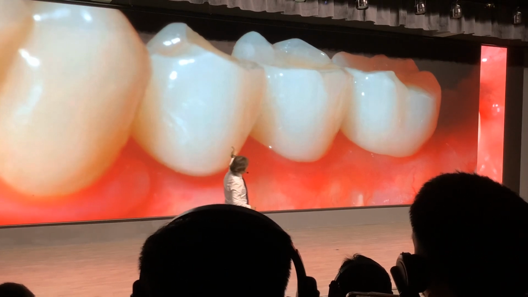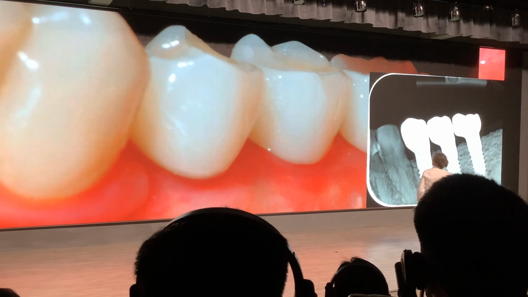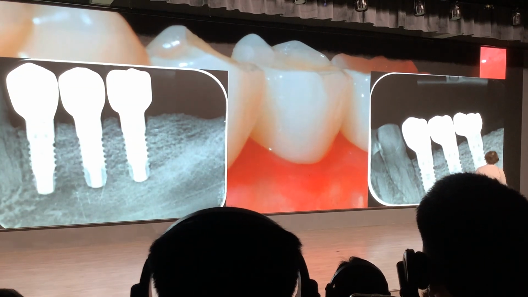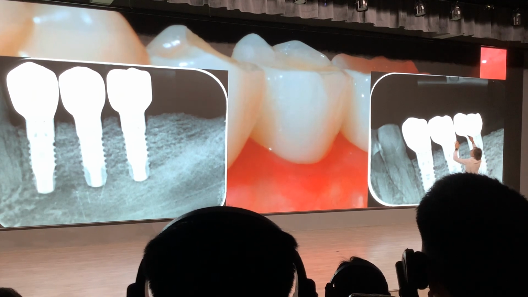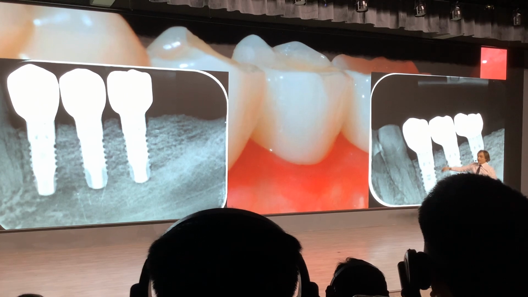And I like this, 3 teeth not connected. But I asked the prosthodontist to change this crown. I don't like this flag. Why don't you bring a little bit down here and a little bit here so you can be more cleansable.